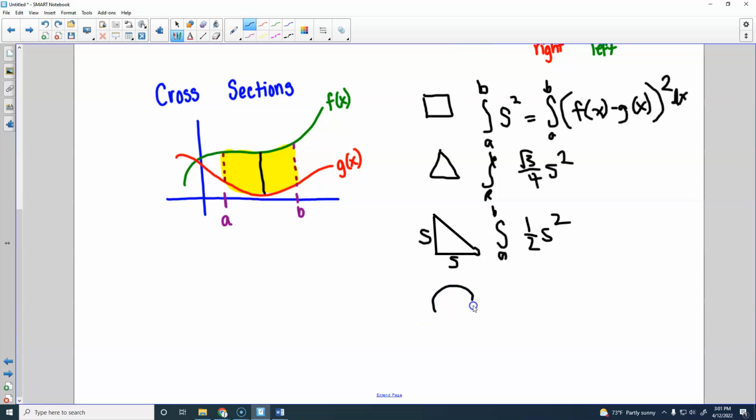Semicircles. That's a semicircle right there. Your radius is going to be S divided by 2. So you would integrate from A to B, and you would have 1/2, well, that's a 1/2, pi times the radius squared, which would be S over 2, squared. So you'd have to do f of x minus g of x and divide it by 2 right there.